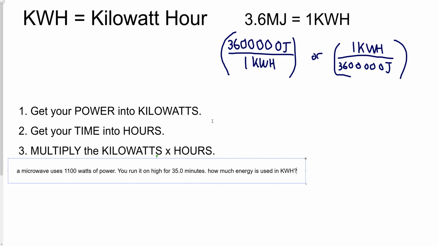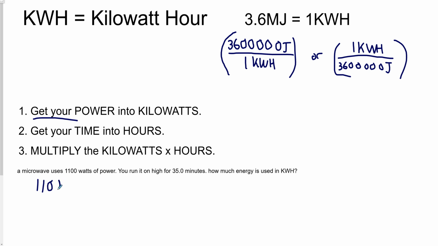All right, so I have it in watts and minutes, and that ain't gonna cut it. I need to turn this into kilowatts and hours. So remember, a kilo of something is 1,000 of something. A kilogram is 1,000 grams, so a kilowatt is 1,000 watts. So I need to first convert my power into kilowatts.